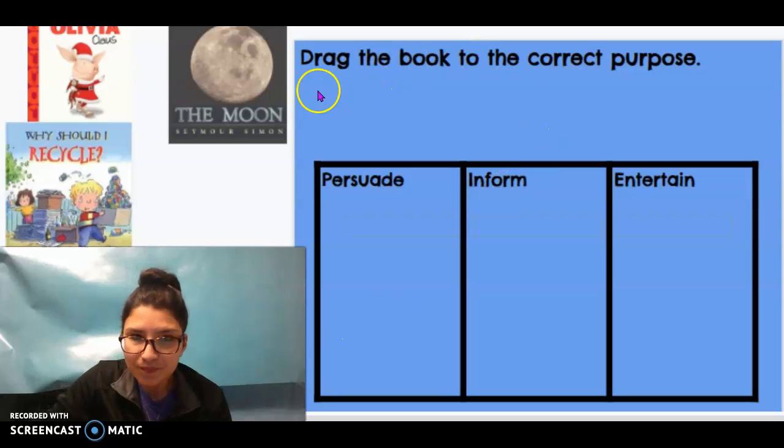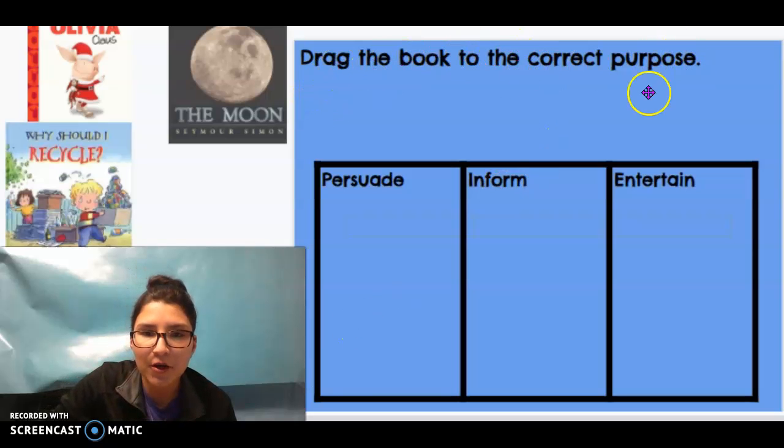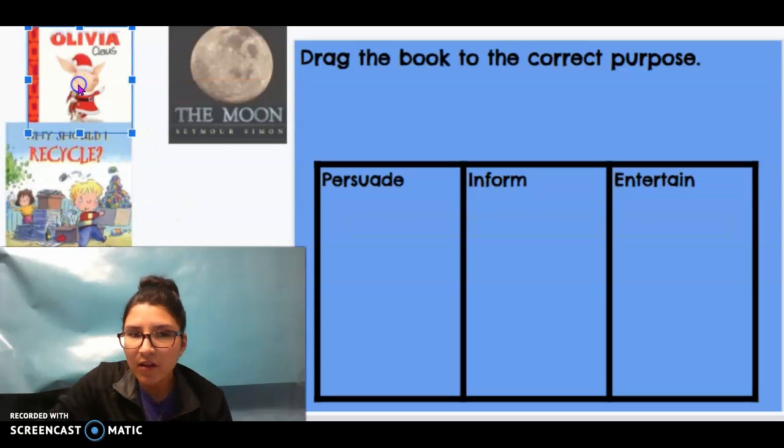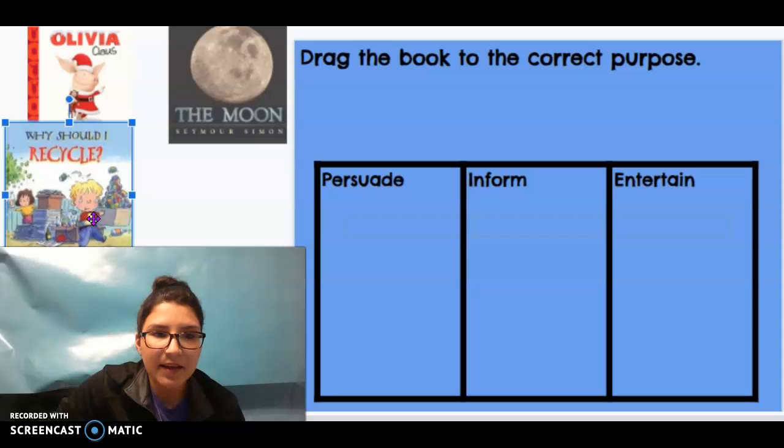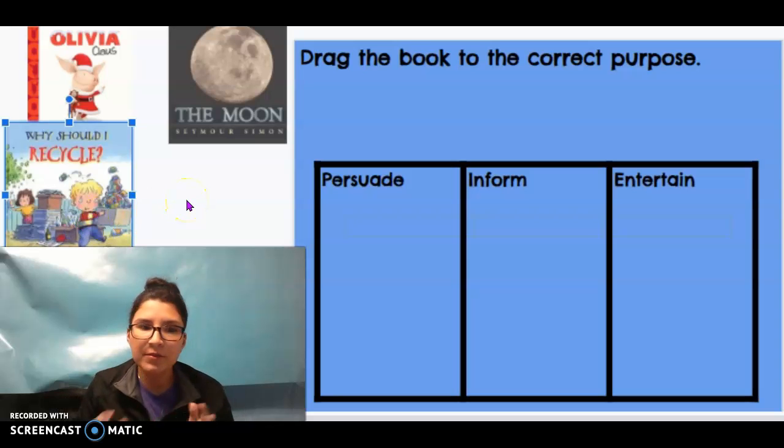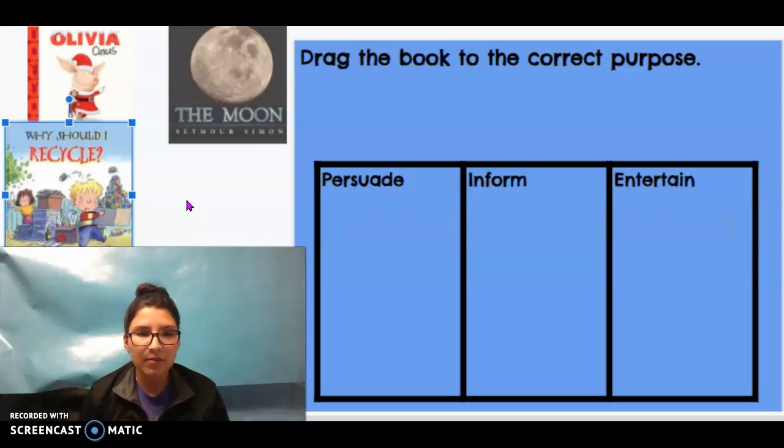Okay, so drag the book to the correct purpose. So I have a couple of books. We've read Olivia Claus, The Moon. We haven't read this book, but I have used this a couple of times. I have this book, and I've shown it to y'all. And then recycling, because we read a recycling book yesterday. So, persuade, inform, entertain.